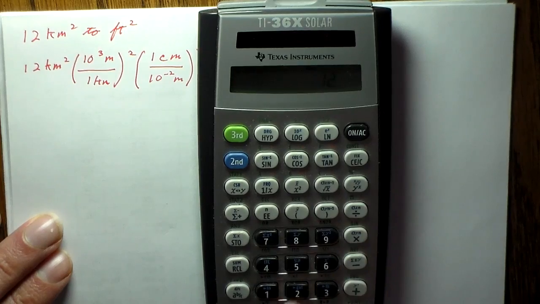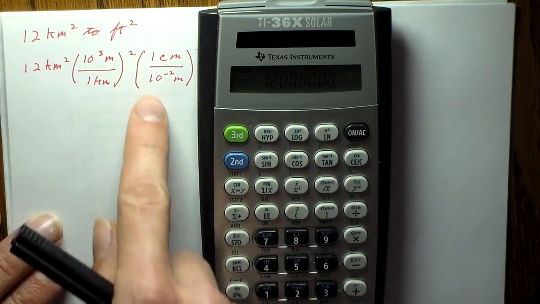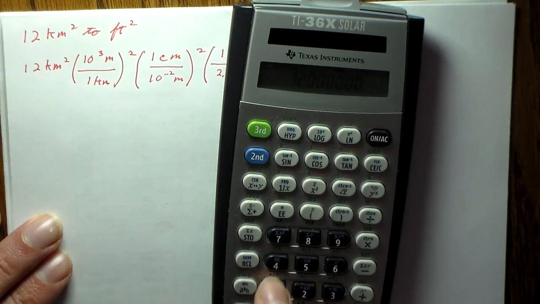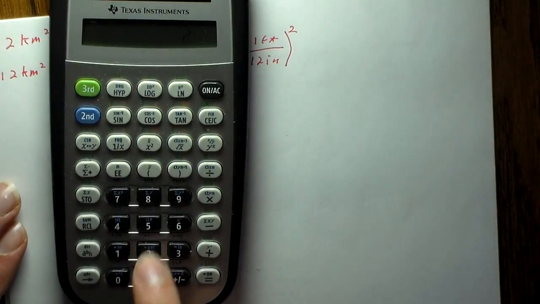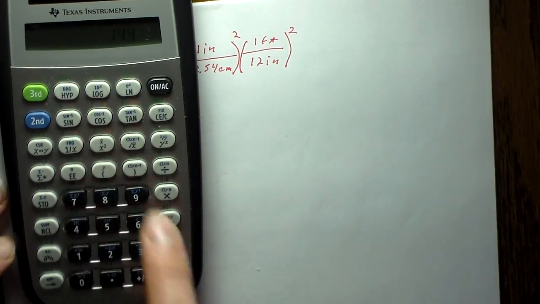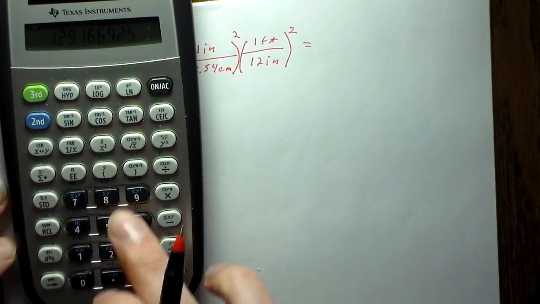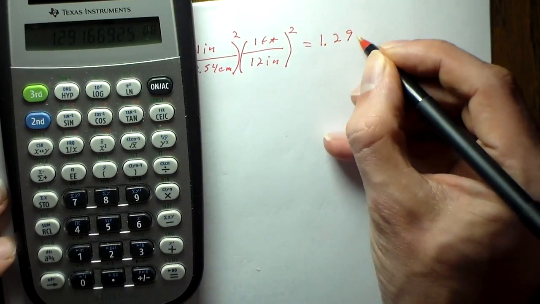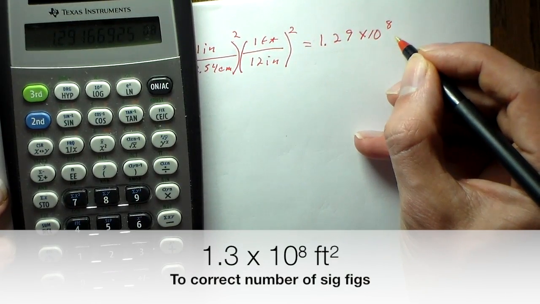So that's going to be 12 times 10 to the 3rd squared times 1 over 10 to the minus 2 squared, so this is going to be 10 to the 4th. All right, and then I'm going to be dividing by 2.54 squared, and then dividing that by 12 squared. And we're going to get something which is very, very big, so just put this into scientific notation. So this is going to be equal to 1.29 blah, blah, blah, times 10 to the 8th square feet.